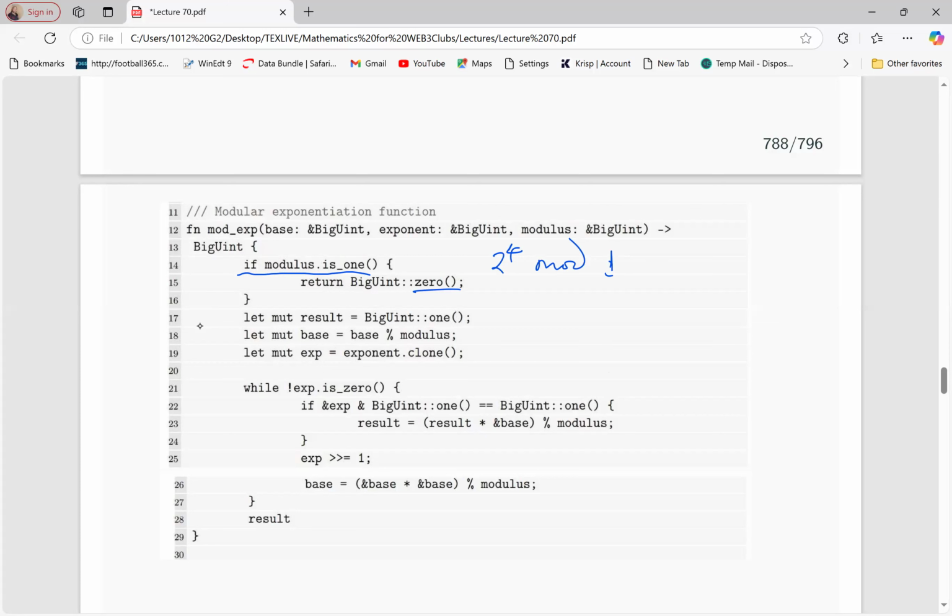If the modulus is 1, then it will return 0. Otherwise, if the modulus is not 1 but is any other positive value, we begin by making the result mutable. So that means our base raised to x mod p, we say let this result be mutable. And initially, we let it be 1. So it will be changing with time, but we begin by letting it be 1.